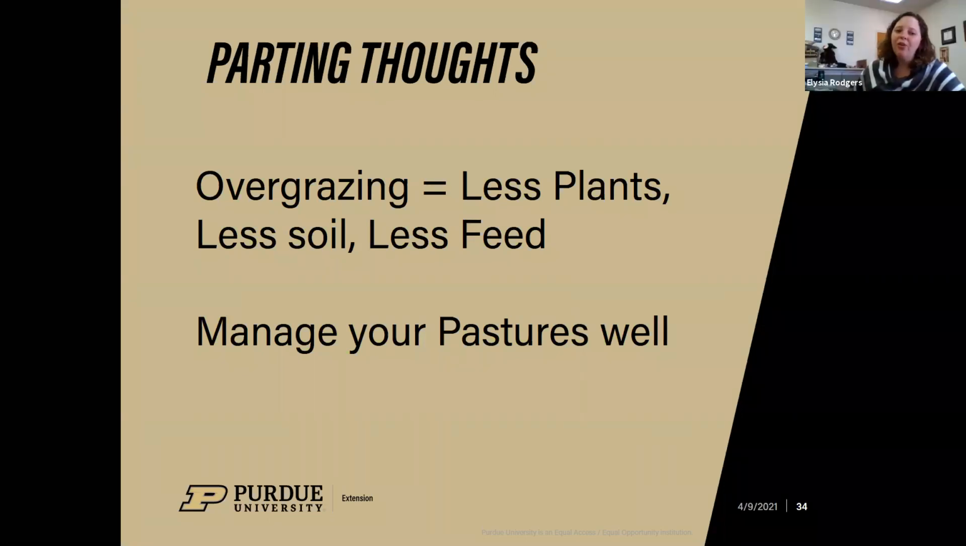If not, pull them off, having that dry lot area, the haylage, the hay available for them to use, potentially reducing our stocking rates, so selling off some animals if need be. Those can all help reduce our overgrazing, help make our pastures greener and happier throughout the year.